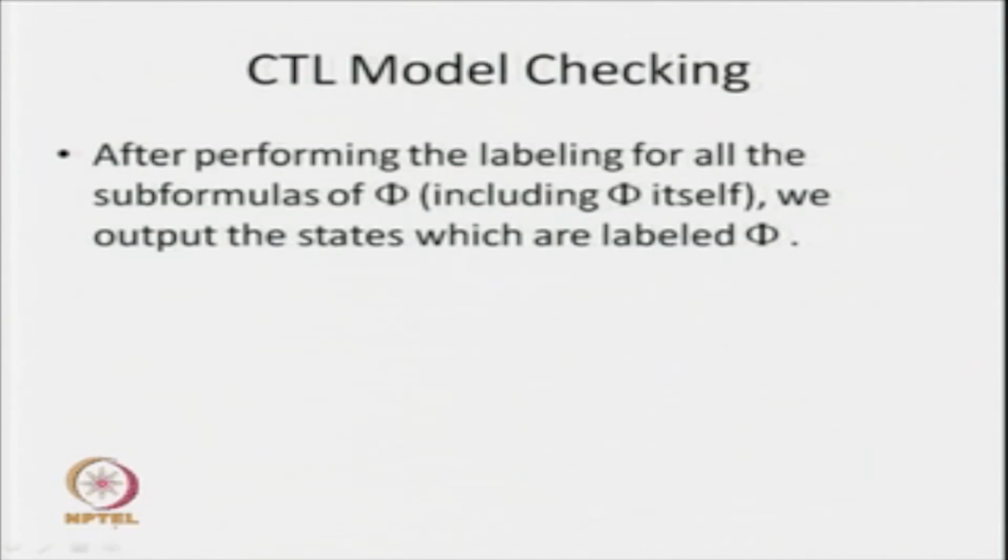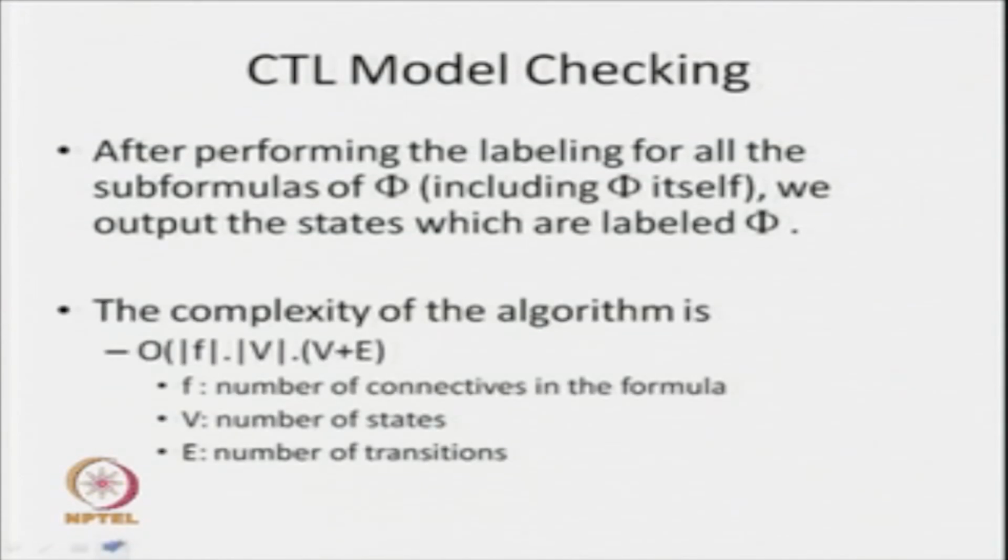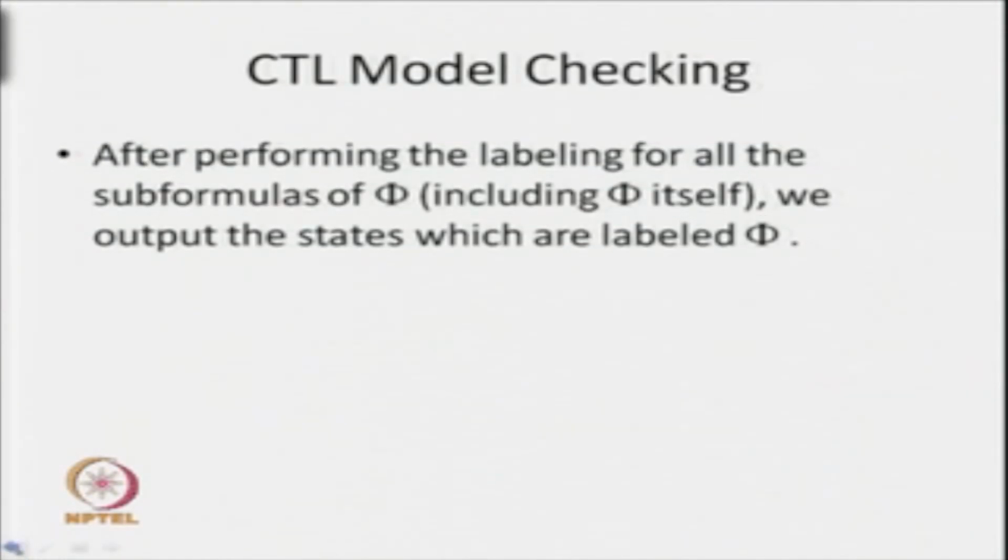So, in your CTL model checking algorithm, after performing the labeling for all the subformulas of phi, including phi itself, we output the set of states which are labeled with phi. So, finally, we give those states where it is true. You see that we need only a minimal set of operators. Here we are considering EX, AF and EU.